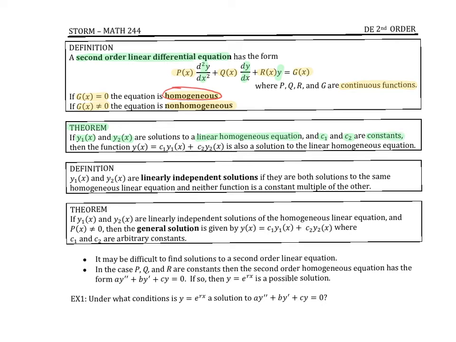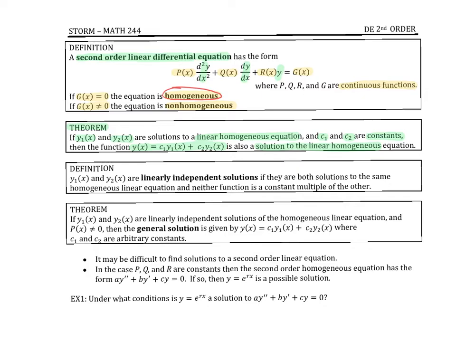Then if you combine these two solutions and you multiply them by these constants, you'll get this new function y of x. And this function y of x, that is simply the addition of these two solutions multiplied by these constants, they will also be a solution to that linear homogeneous equation. Okay, so all this is saying is that if you have solutions, then you can add them together or you can multiply them by constants and the result will still be a solution.